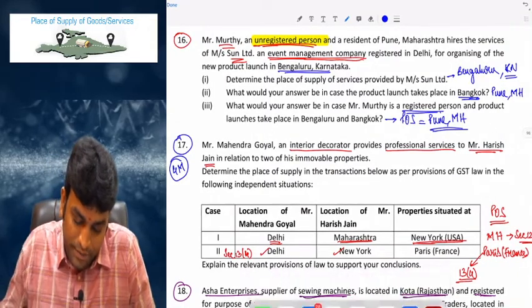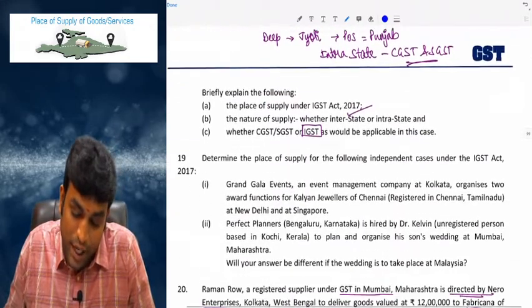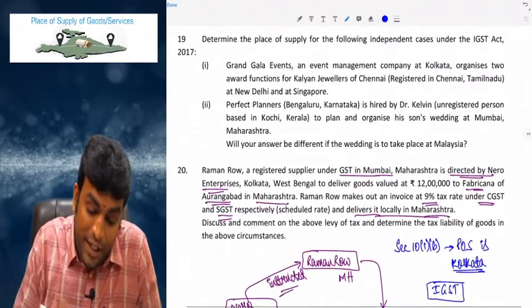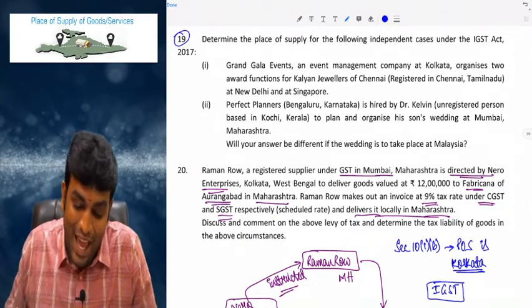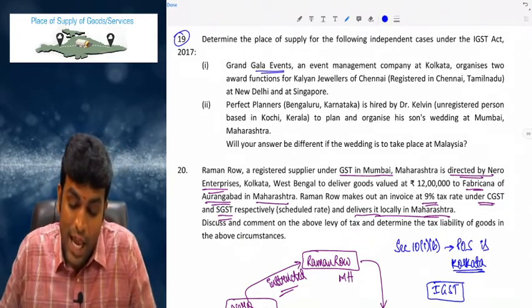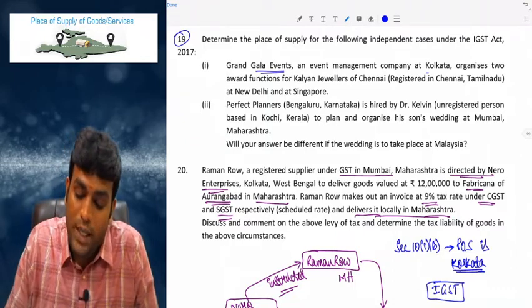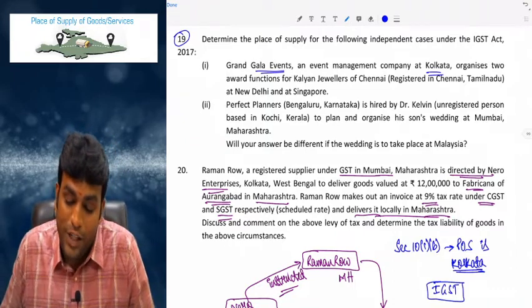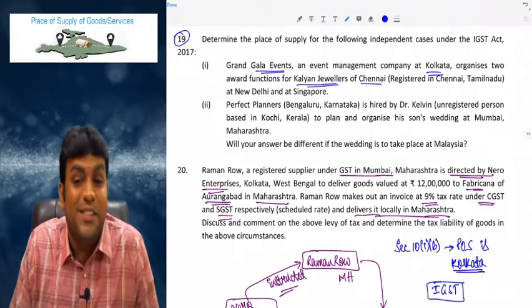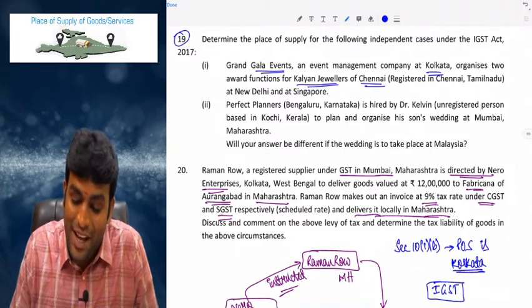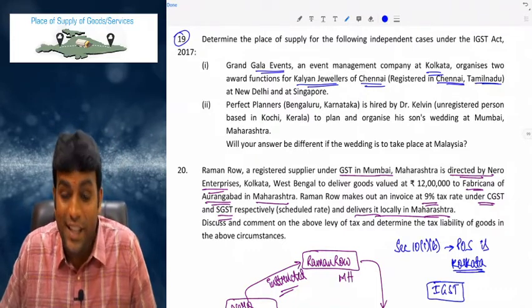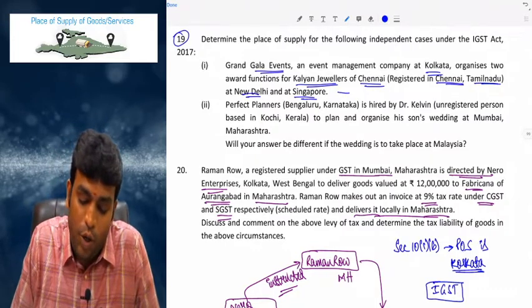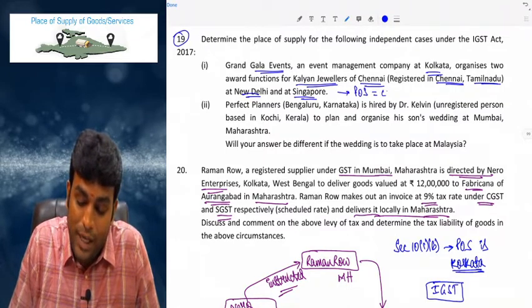The 17th question is over. The 18th is also done. We can look at the 19th question. So many questions on 12.7. Grand Gala Events, an event management company at Kolkata, organizes 2 award functions for Kalyan Jewelers of Chennai, registered in Chennai, Tamil Nadu. The events are in New Delhi and at Singapore. Still the answer for place of supply will be Chennai.